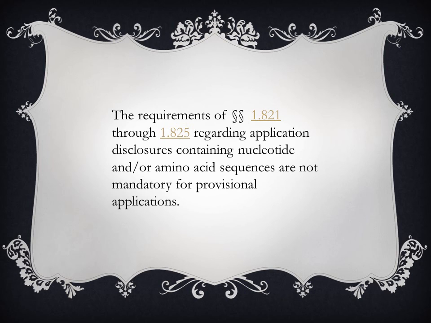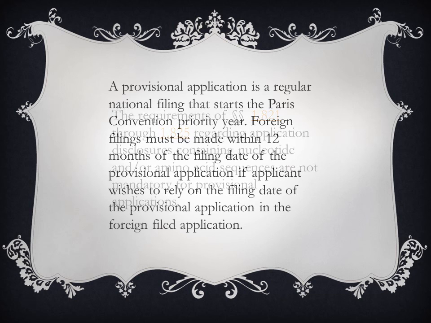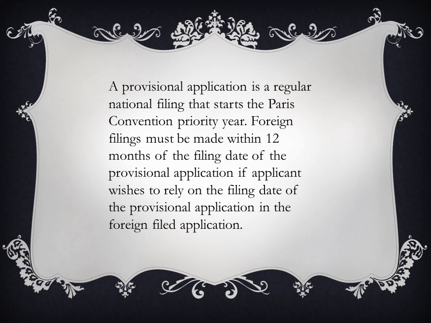The requirements of sections 1.821 through 1.825 regarding application disclosures containing nucleotide and/or amino acid sequences are not mandatory for provisional applications. A provisional application is a regular national filing that starts the Paris Convention priority year. Foreign filings must be made within 12 months of the filing date of the provisional application if the applicant wishes to rely on the filing date of the provisional application in the foreign filed application.